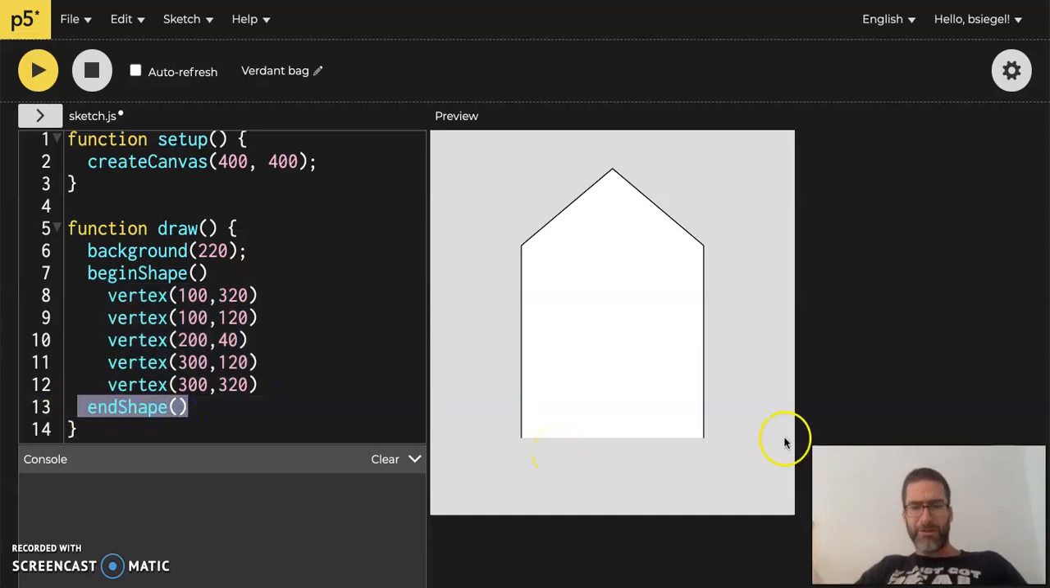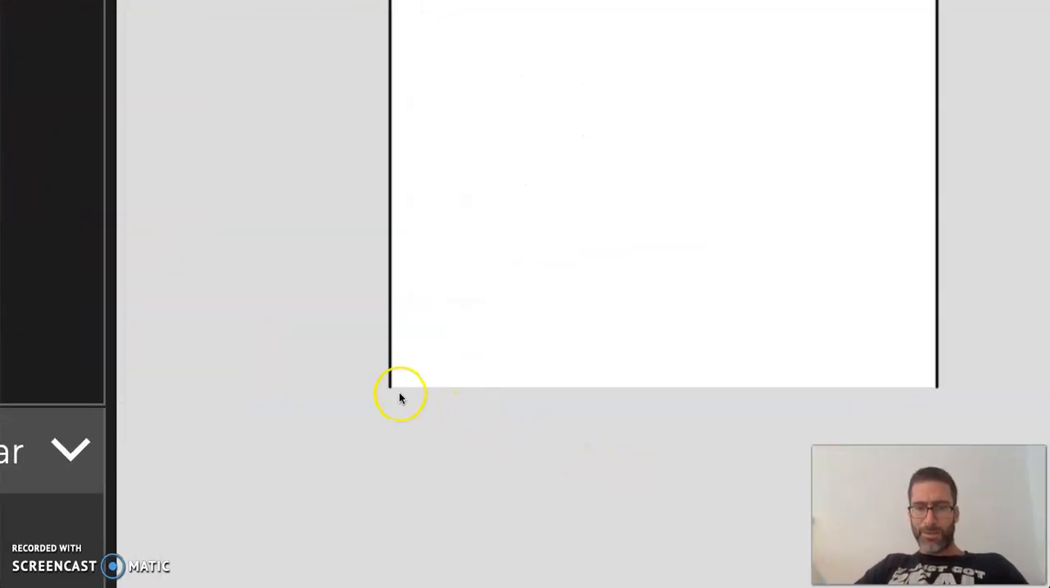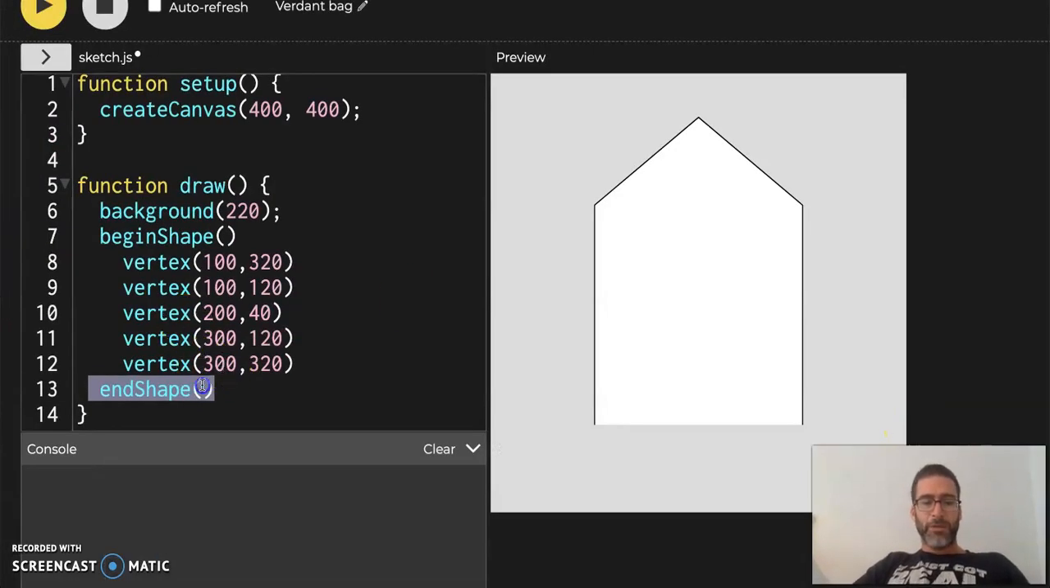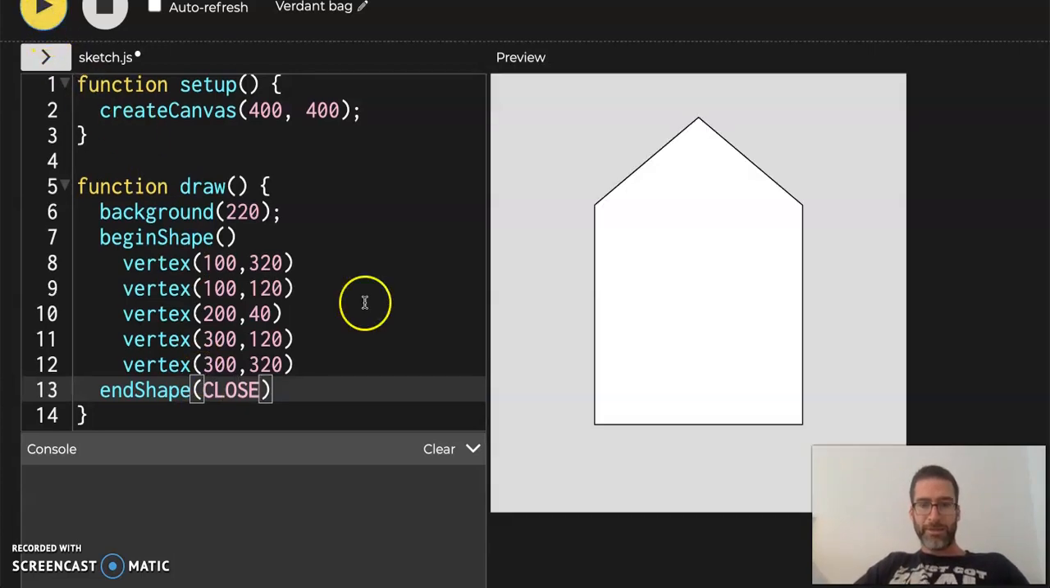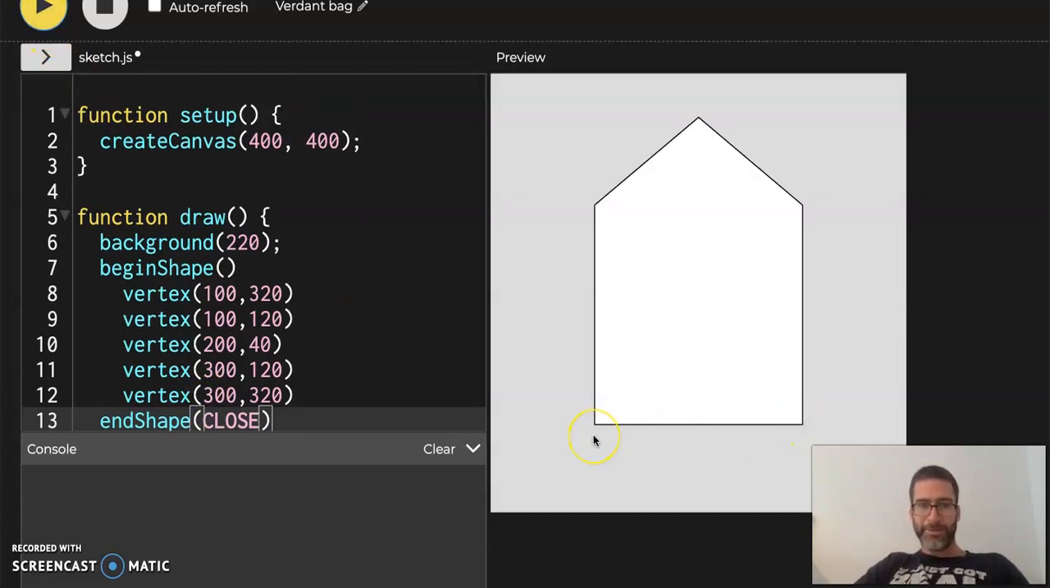Now, if you're like me, you might have noticed something. Said, wait, where's the line on the bottom? That's kind of annoying. That's easy to do. If you want the computer to close the shape, connect all the dots to the end, all you have to do is provide it with this thing. It's called close. And close tells the computer, hey, close that shape, and look, there it is.